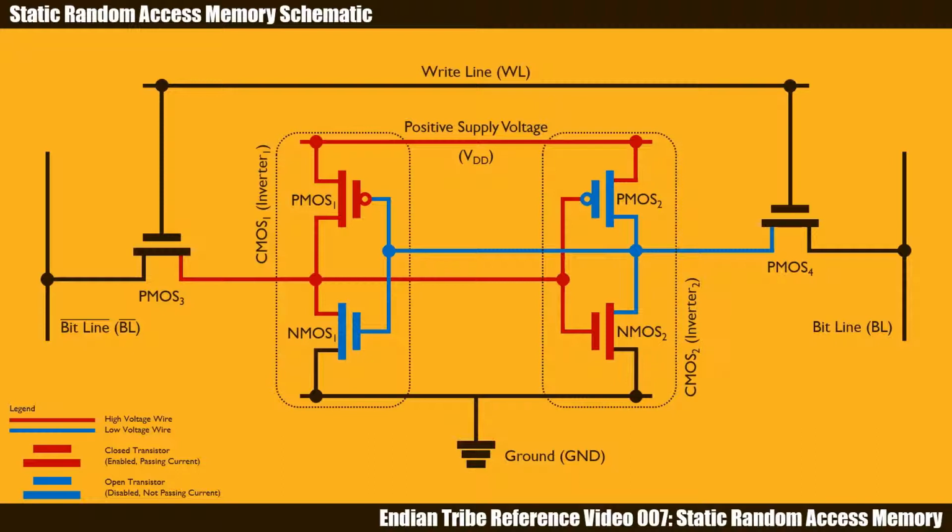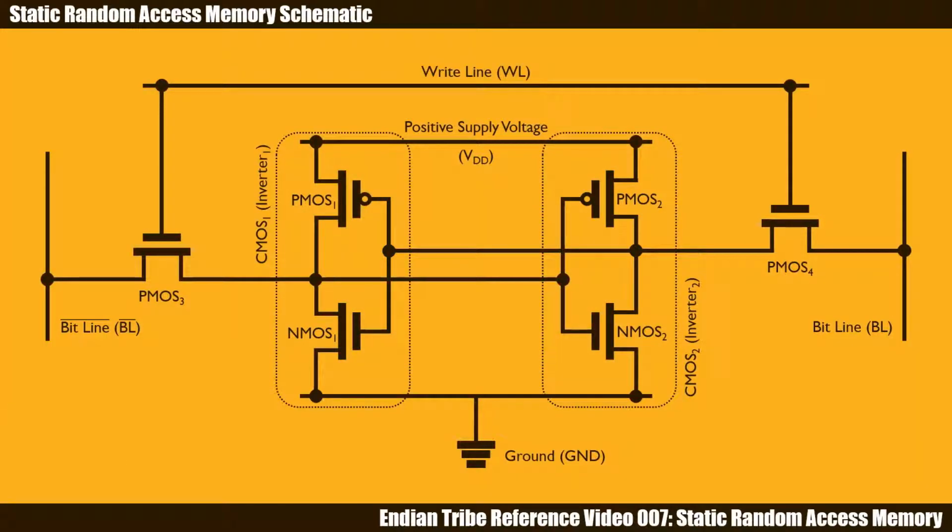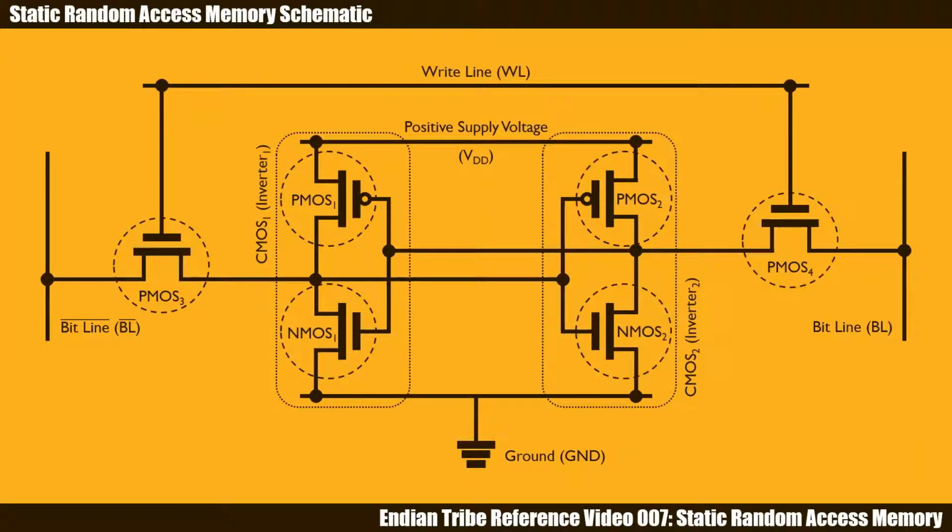Now let's read from it. First, both bit lines are pre-charged with a high voltage. Then the write line is asserted, enabling PMOS 3 and PMOS 4. Because CMOS 2 is outputting a low voltage, bit line will experience a voltage drop relative to bitline bar. A sense amplifier then detects the relative voltage change between the two bit lines and outputs the final value. If bit line has a lower voltage than bitline bar, 0 is read. Otherwise, 1 is read.